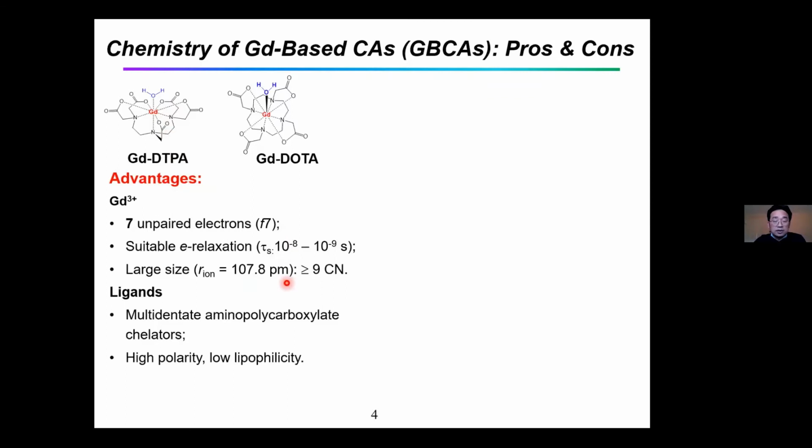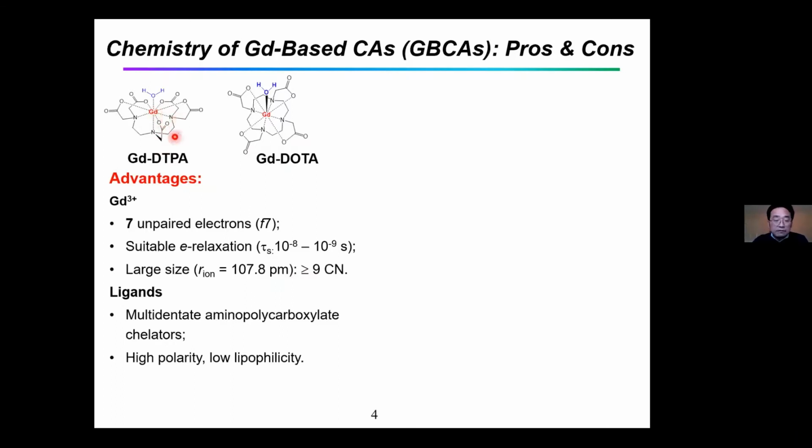So a larger size means that you can accept lots of coordination sites from those so-called multidentate aminopolycarboxylates like the DTPA or DOTA here, and still leave a vacant site for water coordination, and that water coordination, of course, can rapidly exchange with the bulk water. So the larger size, in this sense, is important to relate to the efficacy as well as the safety.